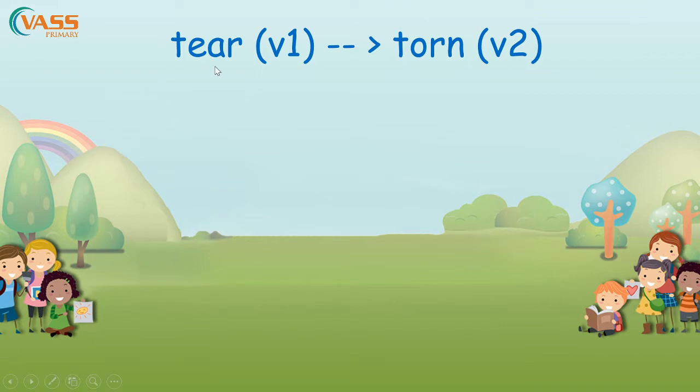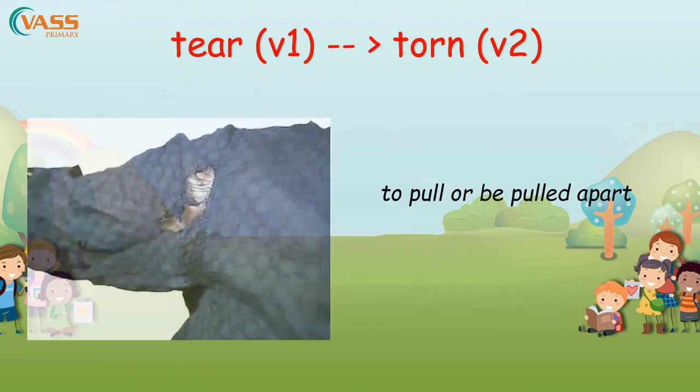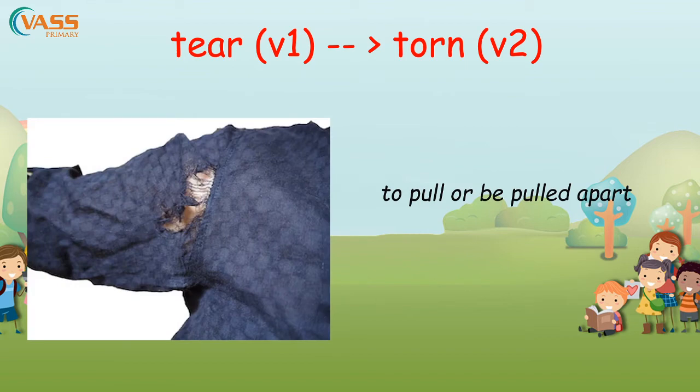Now we have tear. Tear. In the present, and in the past is torn. Torn. To tear something is to pull it apart or be pulled apart. And if you've already pulled it apart, now you have torn it. So, if you pull on the sleeve of your shirt too quickly, you might tear it. And if you've already done it, you have torn it in the past.